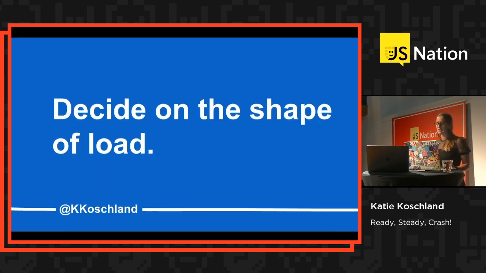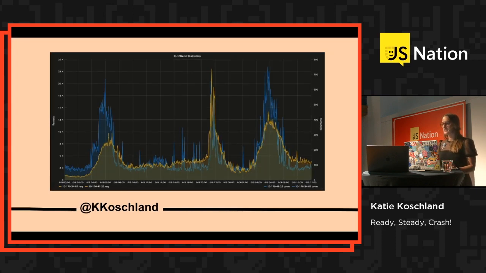Next, you need to decide on the shape of load that will be hitting the application. You're probably thinking, what do I mean by the shape of load? Take this graph above as an example. It illustrates the shape of load that was hitting the ft.com homepage during the 2017 election results. You have time across the x-axis and then the number of user requests on the y-axis. So you can see how the shape of load changes over time quite drastically.